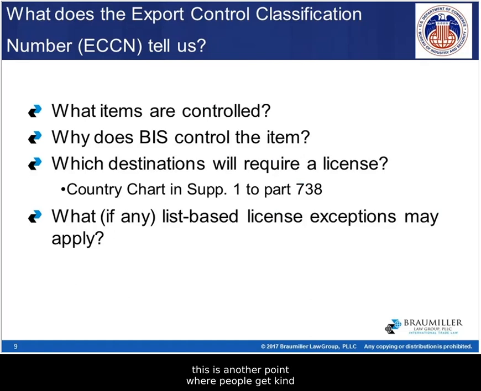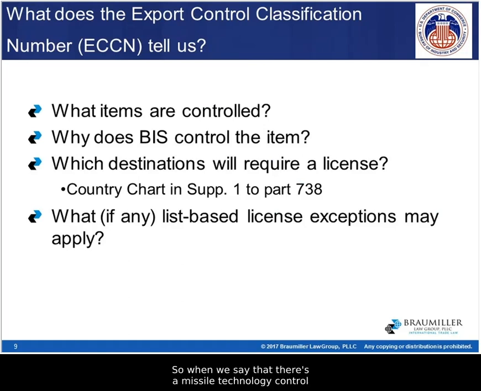It'll tell you what the reasons for control are. This is another point where people get a little confused because they're going to see something that says missile technology. It's got a missile technology control, and everybody thinks, well, I'm not sending this. It's not going to be used in a missile, so that doesn't really apply to me. The control is not what your item is going for. The control is what your item could be used in.